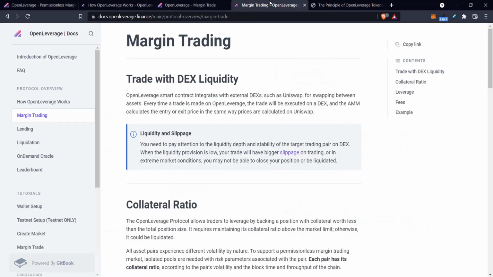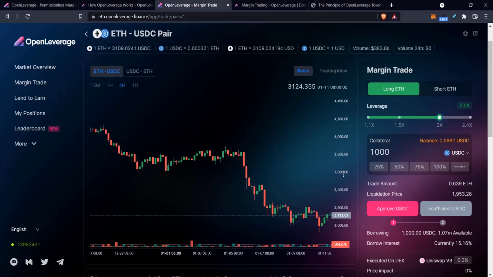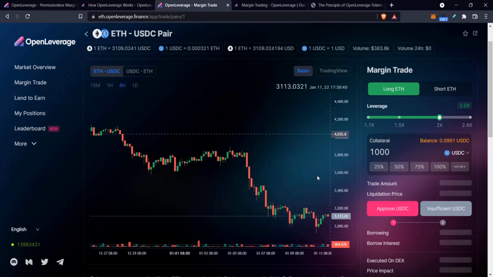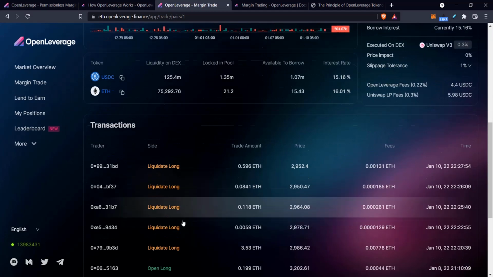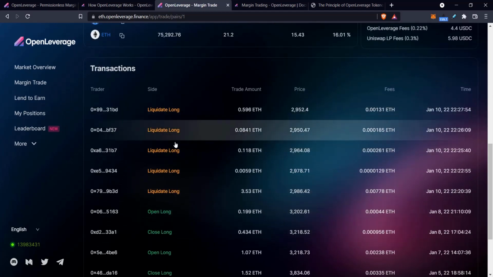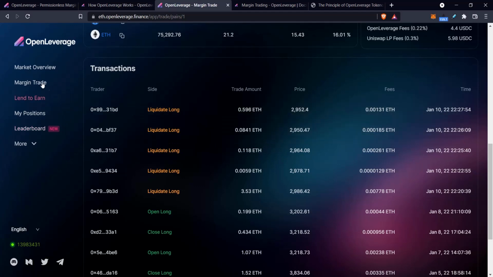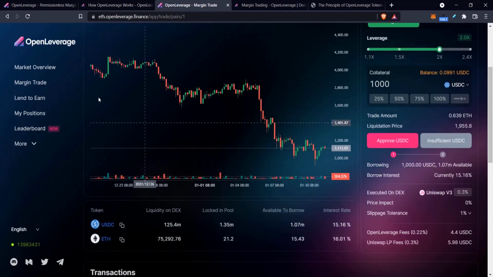So back to the margin trading. It's pretty good. I like that they have their own native chart here, but you can also switch to TradingView. It's pretty crisp, smooth, quick, and easy. You can see all the historical transactions, people getting liquidated because ETH dumped a little bit more, right? And that's pretty much it. So margin trading on Ethereum, but in the future on sidechains as well, with pretty much any pool that you possibly could want. Next one, lend to earn.